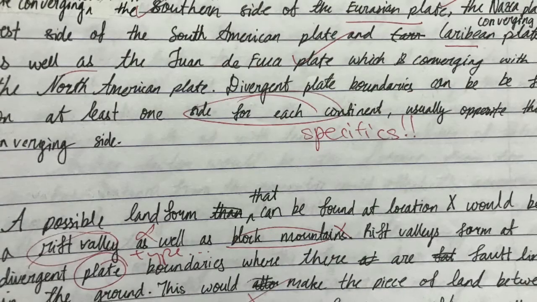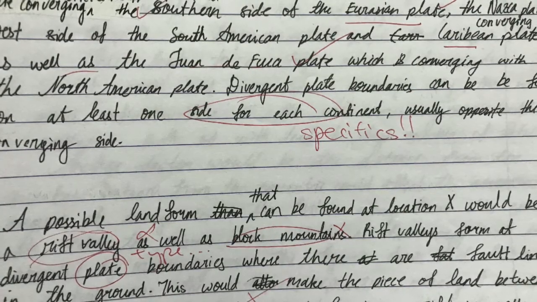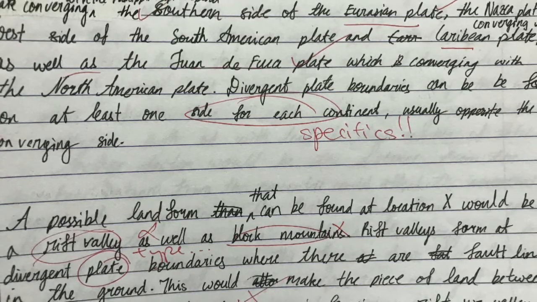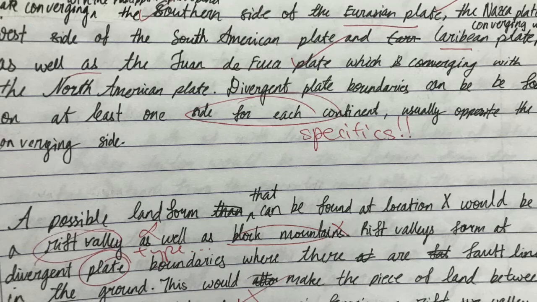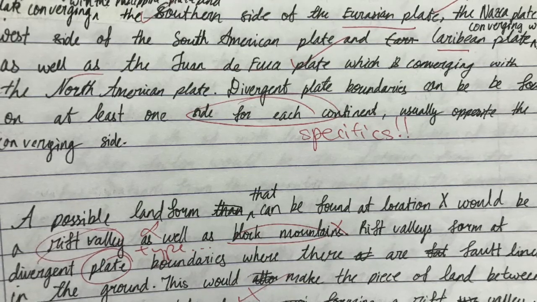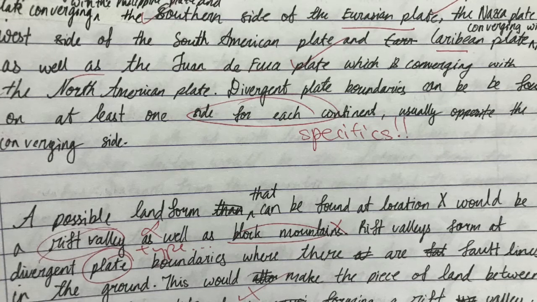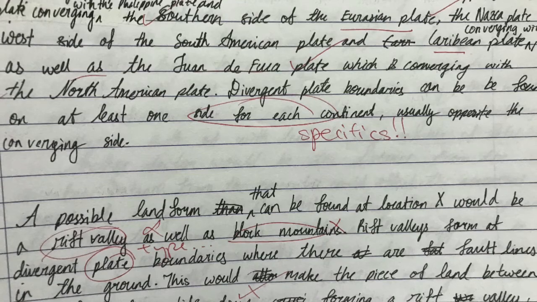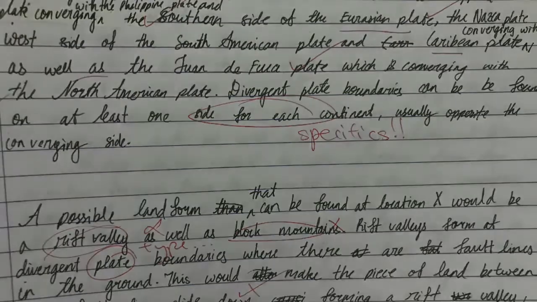This other candidate is doing slightly better. There's specific plates that are mentioned. However, there is no specific mention of what is the flow, what is the distribution of these type of plate boundaries in the map that's shown. So this answer here is also only worth about 2 marks.